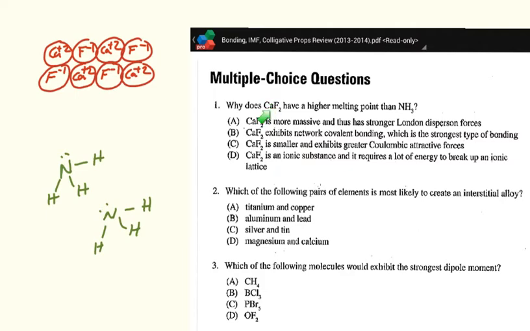And the reason is, this is an ionic substance. It forms a lattice, like I've kind of drawn up here, where the calcium and fluoride ions are together in these larger groups. And they have very strong lattice energy. NH3 is an isolated covalent compound, and they interact through intermolecular forces.